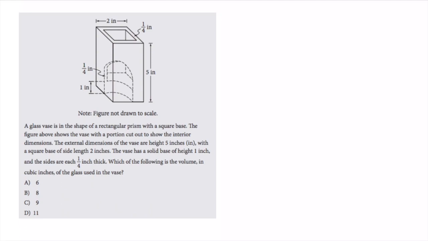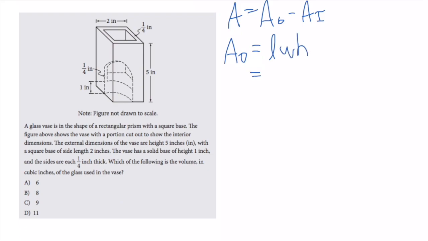Okay, so the glass used, I want to find my final area, is going to be the area of the outside subtracted by the area of the inside. Okay, so I'm going to find these separately and then subtract them from each other. So the area of the outside, area of a rectangular prism is length times width times height. Okay, my length and width in this case are both 2 because they tell me it's a square. And my height is, what they say, 5. Okay, so that just equals 20 inches squared.